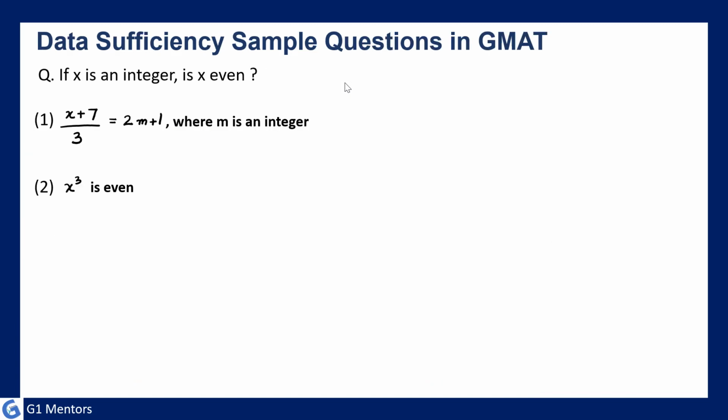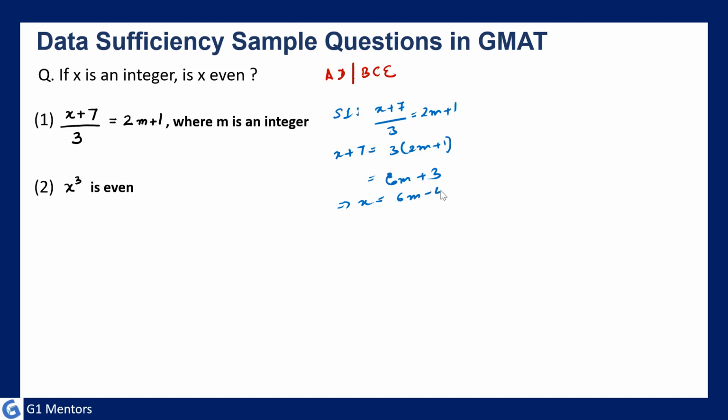Now we'll be covering the data sufficiency question, how odd and even are tested in the data sufficiency question. If x is an integer, is x even? Since it's a data sufficiency question, I write A, D, B, C, E. Let's take statement 1 first. Statement 1 says (x plus 7) by 3 is equal to 2m plus 1, where m is an integer. Okay, let's simplify this. x plus 7 is equal to 3 into (2m plus 1). That means 6m plus 3. That implies x is equal to 6m minus 4.